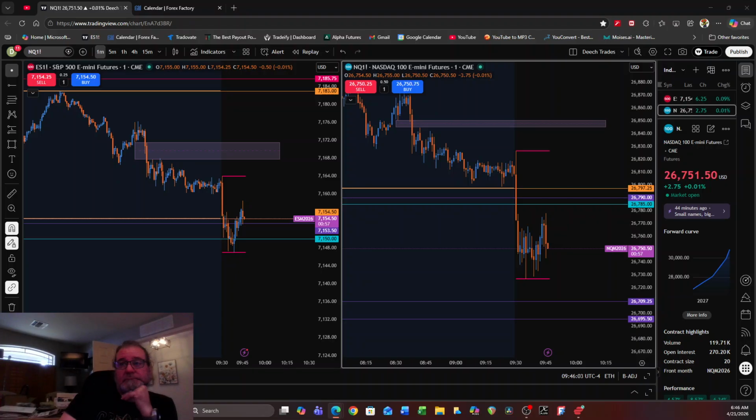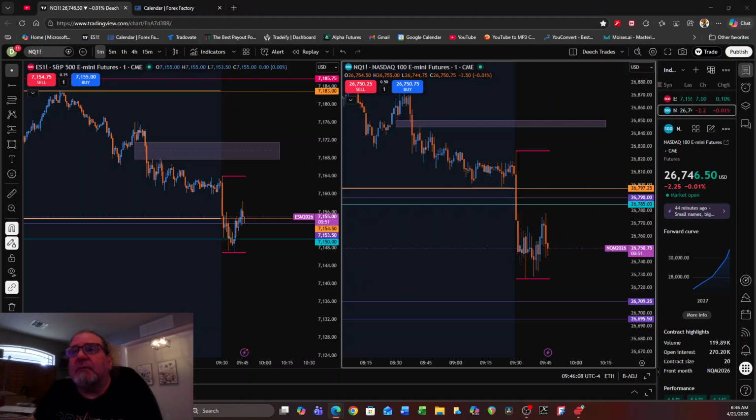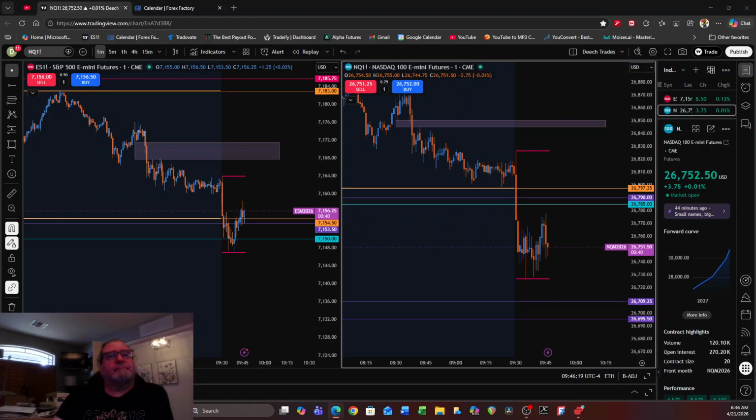Okay, this could continue to head down now. All right, so we didn't get a break of structure to the downside just yet. Okay, I think the S&P actually looks more promising. I might go with the S&P here. Okay, order filled, long on the S&P.